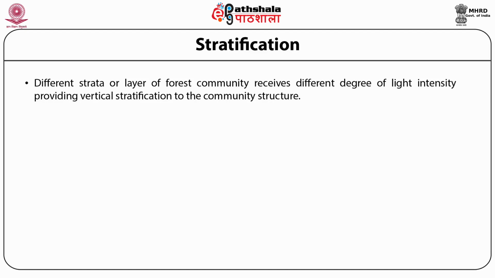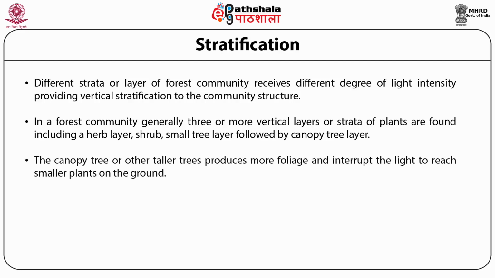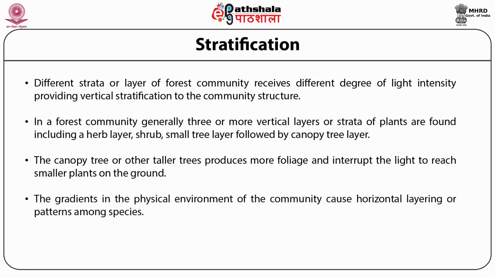Different strata or layers of the forest community receive different degrees of light intensity, providing vertical stratification to the community structure. In a forest community, generally three or more vertical layers or strata of plants are found, including a herb layer, shrub, small tree layer followed by the canopy tree layer. The canopy trees or other taller trees produce more foliage and entrap the light from the smaller plants on the ground. The gradients in the physical environment of the community cause horizontal layering or patterns among species.